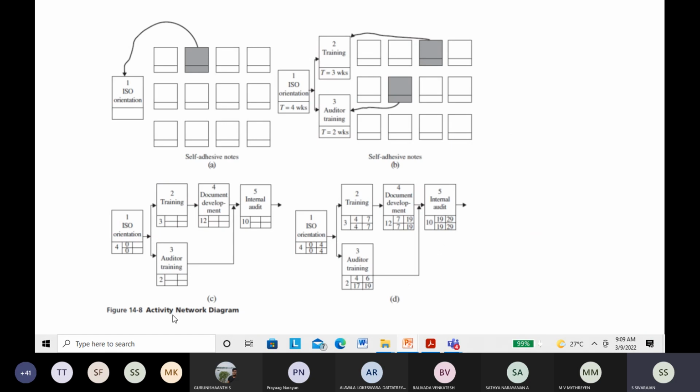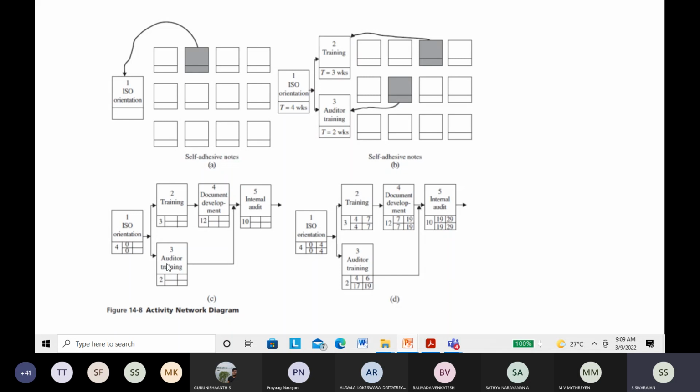And finally, we have this activity network diagram, and I think we have covered this in operations research, so we will not go into detail. Here, in this activity network diagram, any process will have many activities. For example, in this case, ISO orientation is one activity, then training, document development, internal audit, auditor training. So there are 5 activities, just for simplification. This process has 5 activities, and they will have to be in sequence.